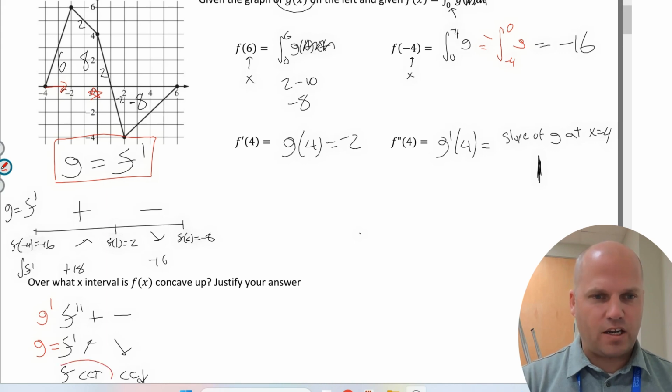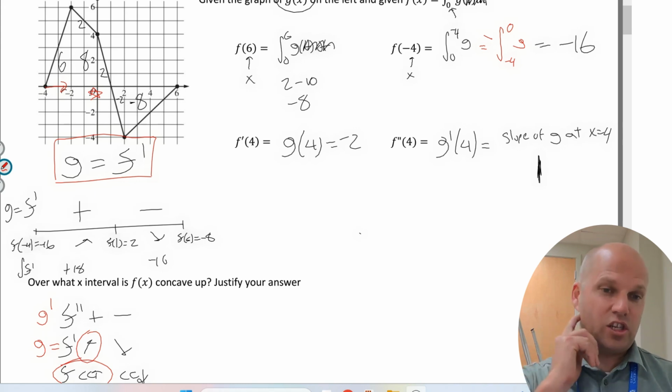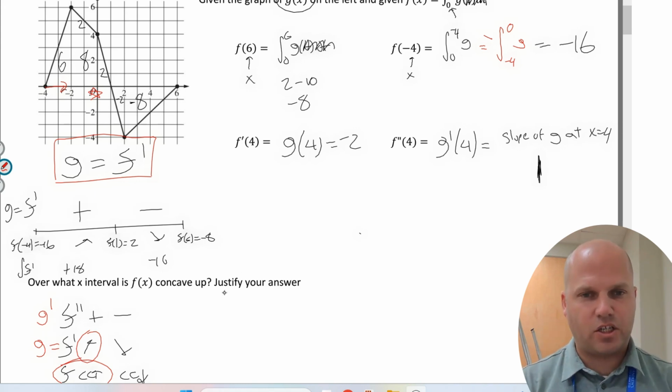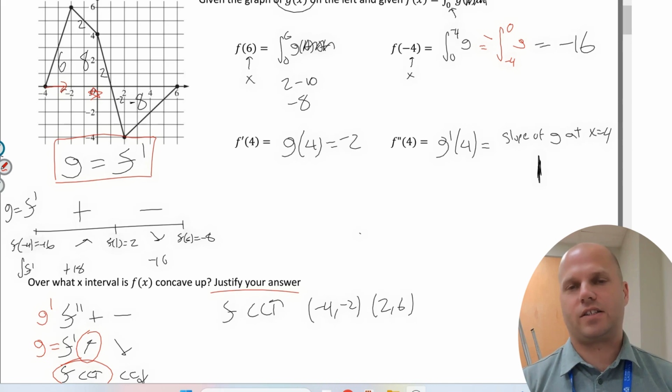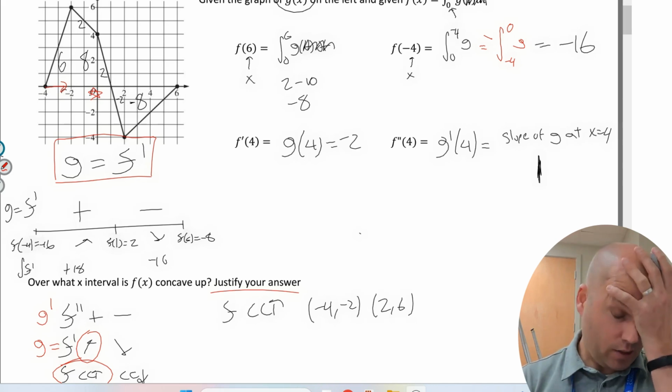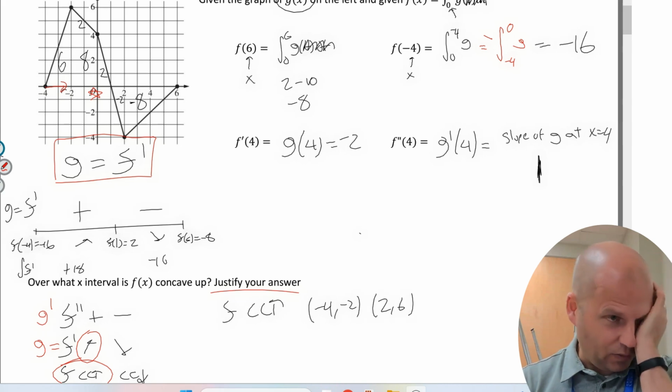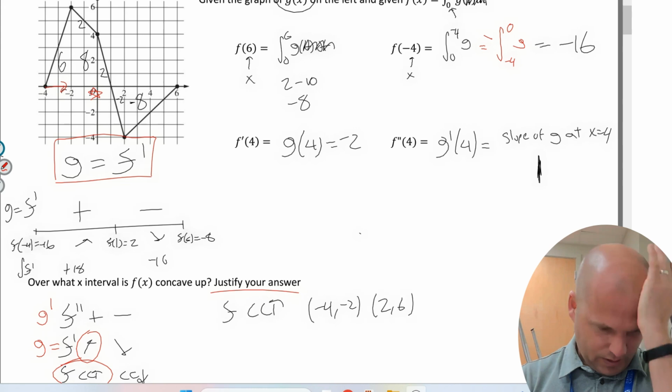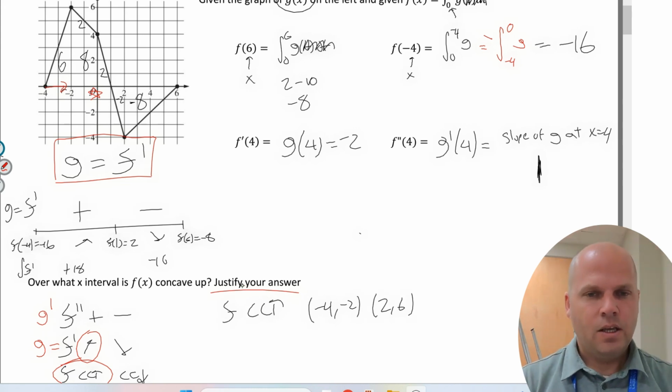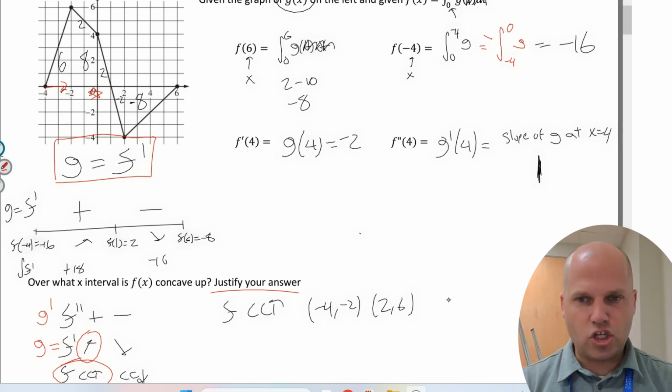I want to know when f is concave up. F is going to be concave up when G, which equals f prime, is increasing. This is my justification. F is concave up from -4 to -2 and from 2 to 6. If you want to use x equals, we're back to the world of x's. That's something I'll have to bring back to class. It's not t's, though it is t's. Think of t's and x's as interchangeable. F is concave up from -4 to -2 and 2 to 6 because that is when G, which equals f prime, is increasing.